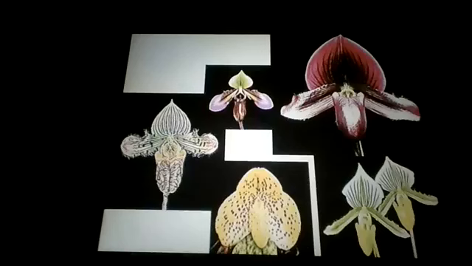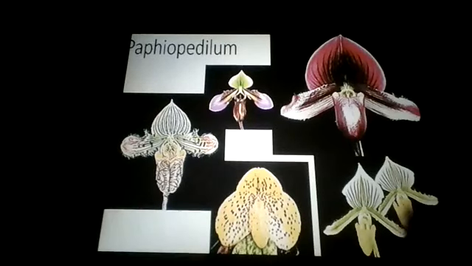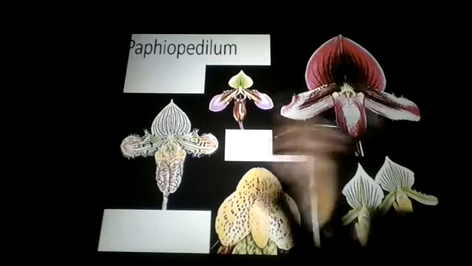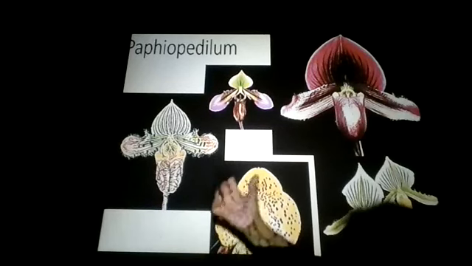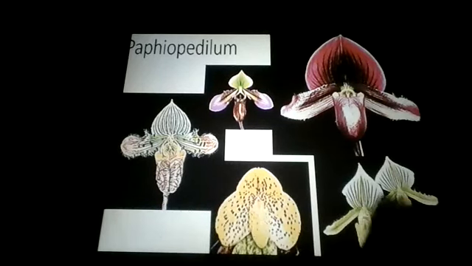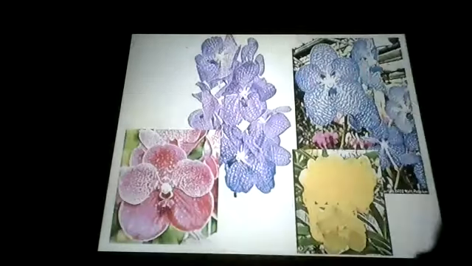Okay, next one. Now these are the Paphiopedilums, and we all know that what makes them distinct is that A, they're terrestrial, and B, they have a modified lip that's shaped into like a slipper or a bucket, depending on how you see it.